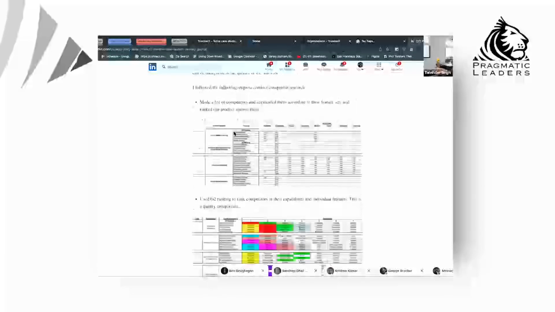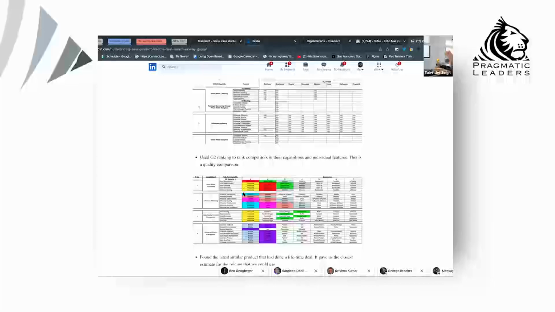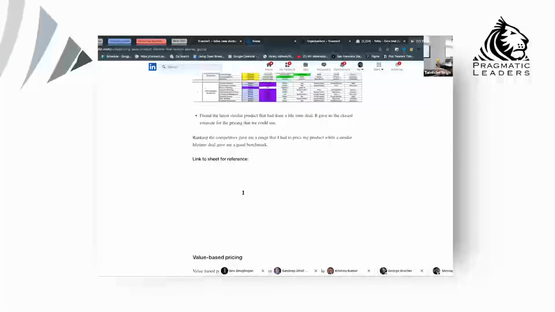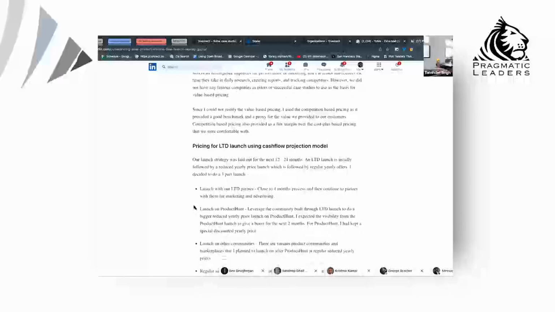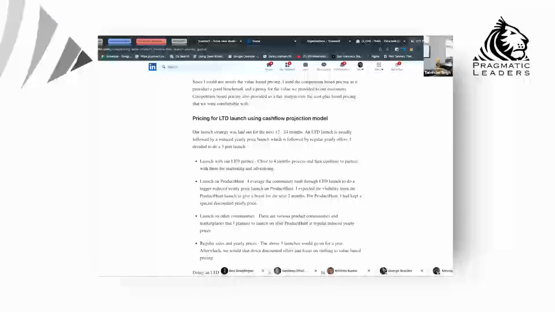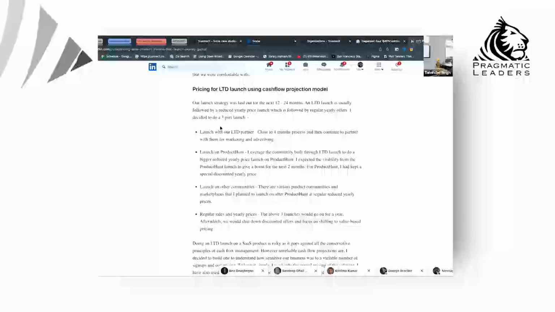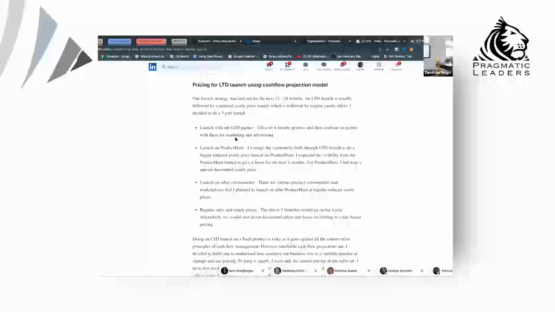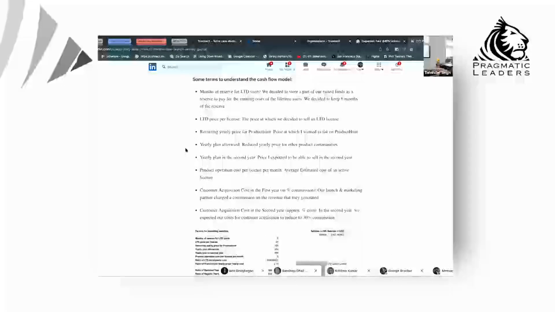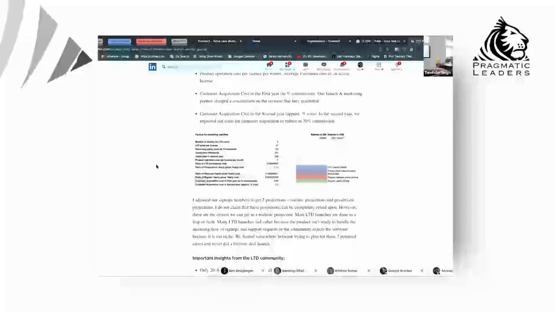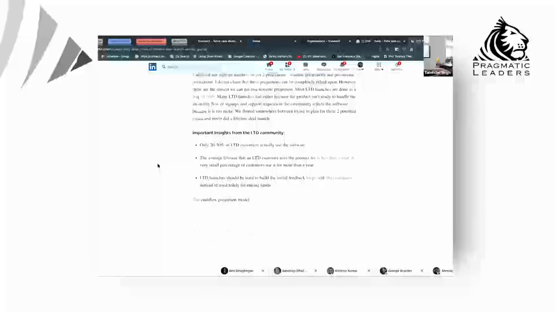Then competition-based pricing. He went into G2 and created the entire segmentation: what segments and capabilities exist, what sub-functionality is included, how they are priced, and so on. Then value-based pricing, how to identify the value that we are providing. Then a cash flow projection model, how to build it and use it, and create a pricing for the LTD launch. He created an Excel sheet for that, how much salaries are required, this and that. He added all of this information.